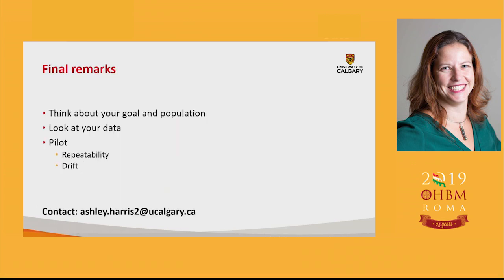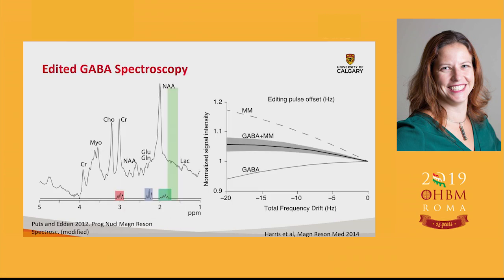So in terms of your frequency drift, I am sympathetic to wanting to put all of your task at the beginning while your subject is still awake. You have lots of time to place your voxel exactly where it is, but if you've got a magnet that is known for drift, it's really going to affect your GABA edited experiment. It's going to affect your GABA plus edited experiment. If you're doing the MM suppressed experiment, it's going to be even worse. So check your scanner is perhaps the first recommendation, because some scanners don't drift as badly as others. So that's your scanner.